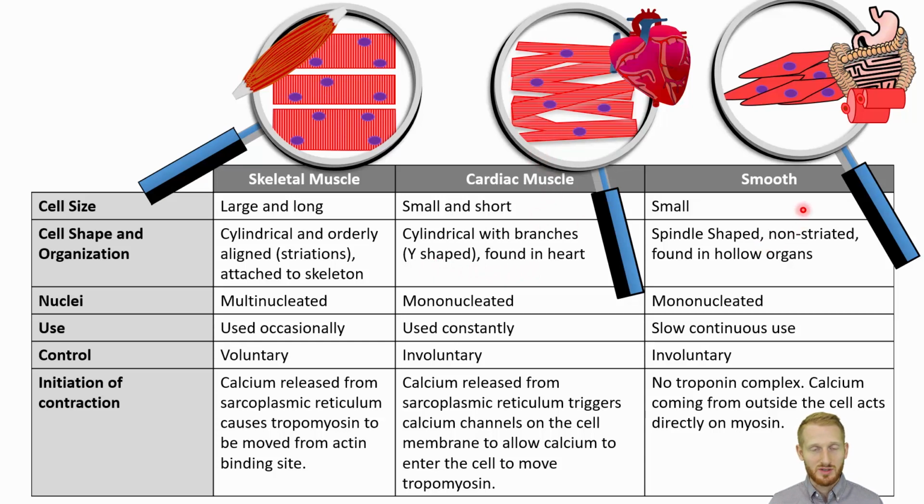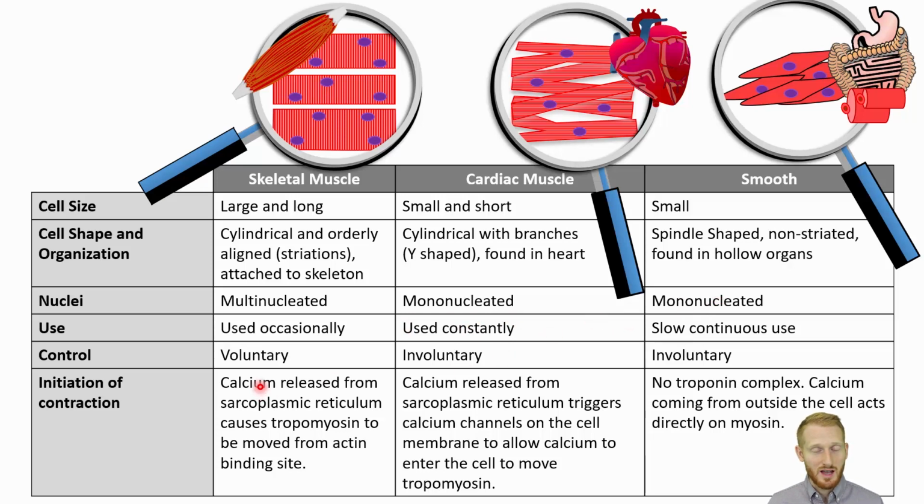The smooth muscle is shaped more like a spindle, all right, so it's skinny on the two ends and a little wider in the center, and they're not going to have striations that are going to be visible. Some other differences here: the skeletal muscle have more than one nuclei in each cell. We'll talk about how that occurs in satellite cells in a later portion of this series on skeletal muscle. The cardiac and the smooth muscle are both mononucleated, so they only have one nucleus.